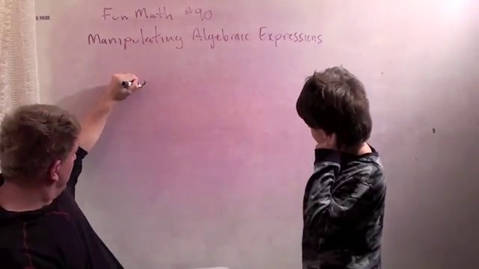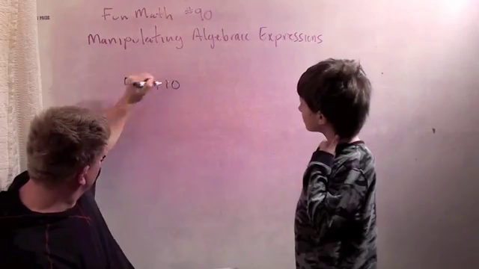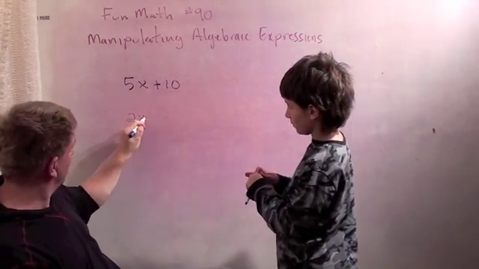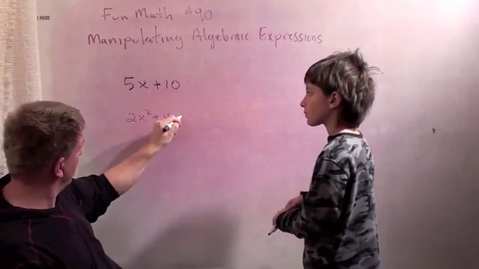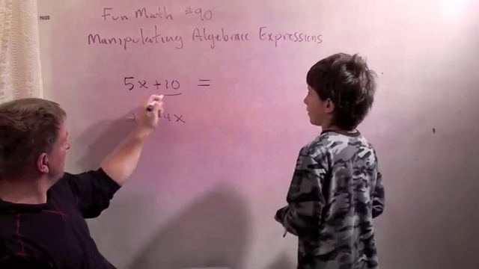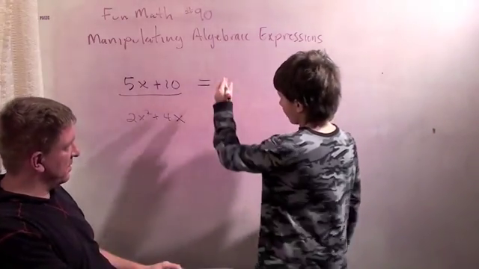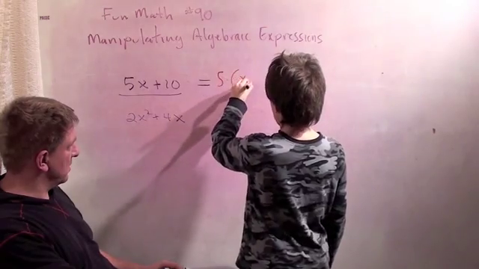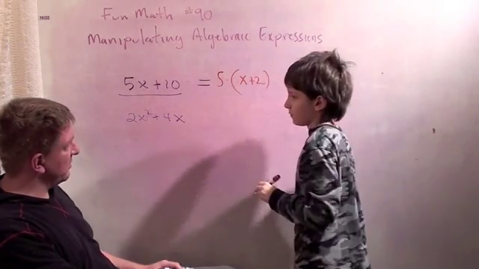Okay, so 5x plus 10, say we're going to factor something out of that, and let's factor something out of 2x squared plus 4x. What can I factor out of 5x plus 10? 5. So what does this become? 5 times x plus 2.